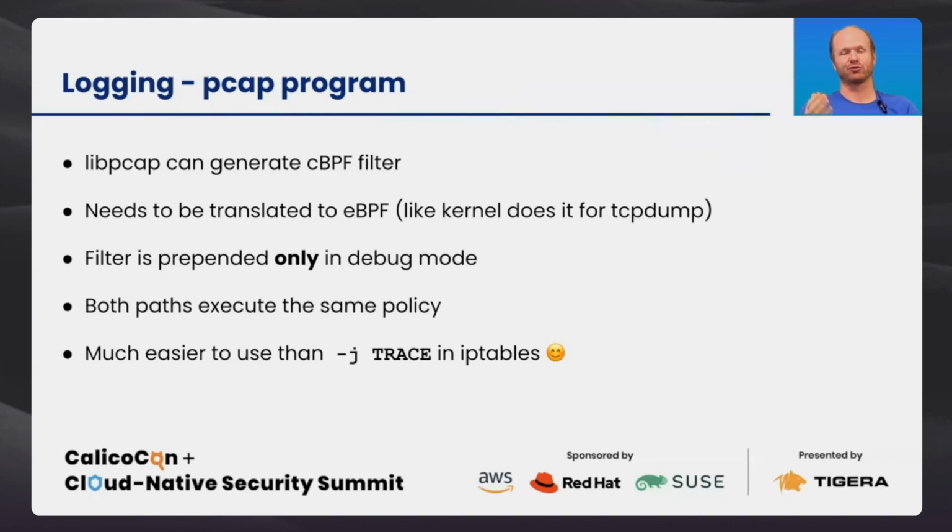Note that we only provide those filters when we actually turn on debugging. So if there is no debugging, there is no performance hit, there is no filter. And also note that both paths execute the very same policy. So logging doesn't create a security hole. And also, if you look at how you would achieve that in iptables with tracing in iptables, this is much easier and much more intuitive to use. So stay tuned for the next release.